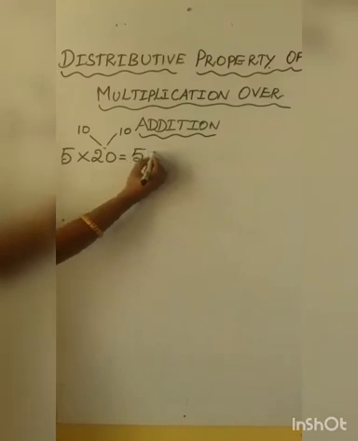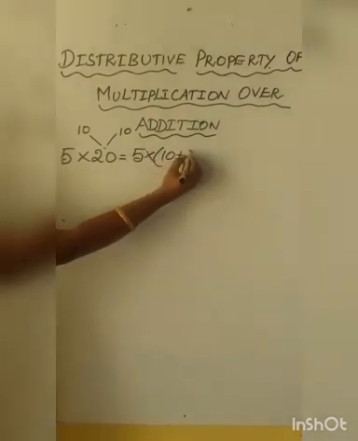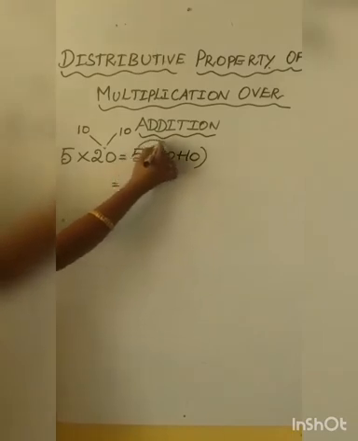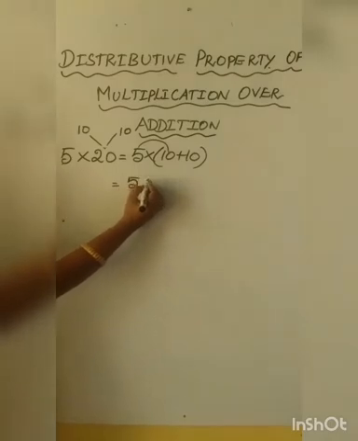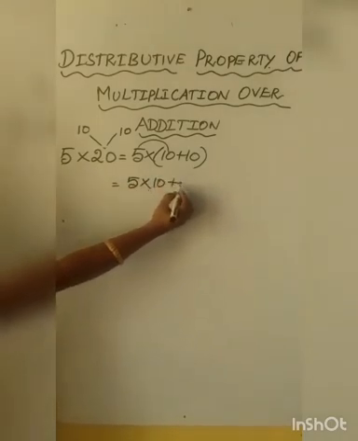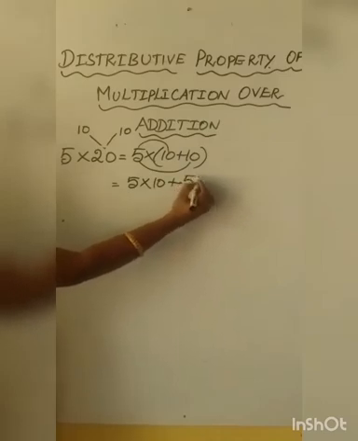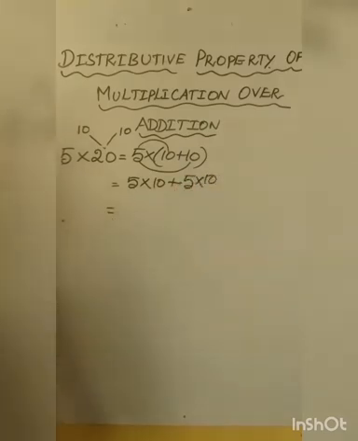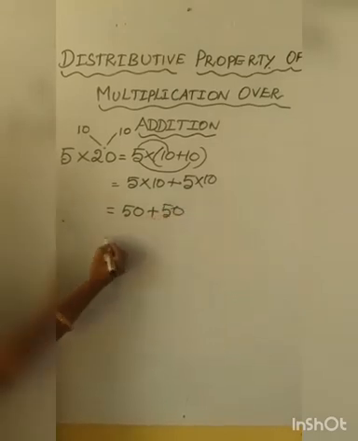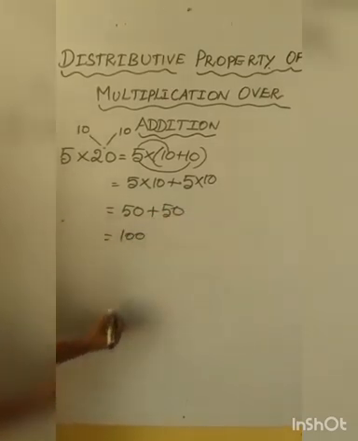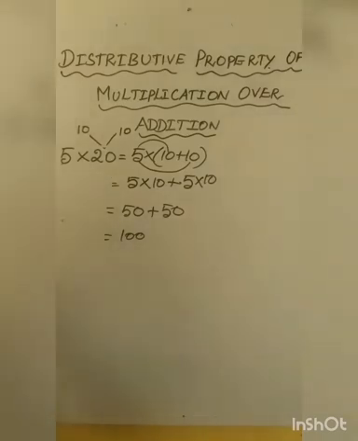So 5 multiplied by 10 plus 10. Next I have to split the number. First I have to multiply 5 multiplied by 10. Next the symbol plus. Next I have to take 5 multiplied by 10. Next you have to multiply these two. 5 tens are 50. Next 5 tens are 50. So 50 plus 50 equal to 100. So the answer is also the same. Right, now this is the distributive property of multiplication over addition.